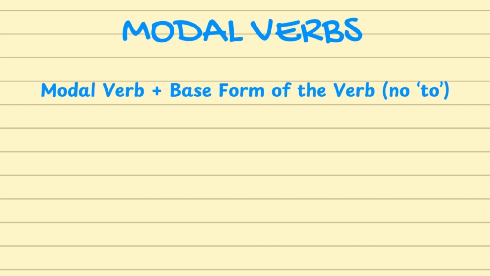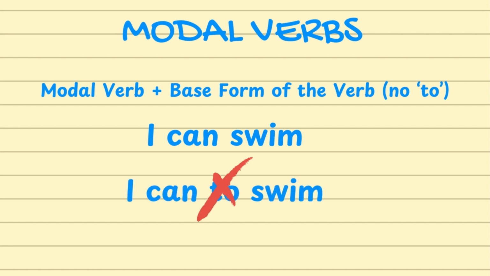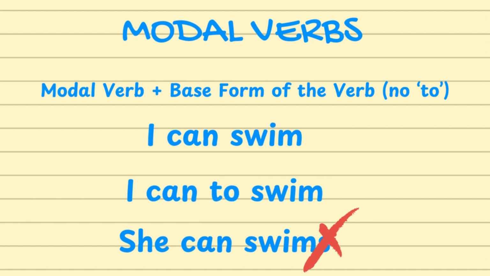Modal verbs are always followed by the base form of a verb. For example, I can swim. Notice we don't say I can to swim or she can swims. That's a common mistake, so watch out.